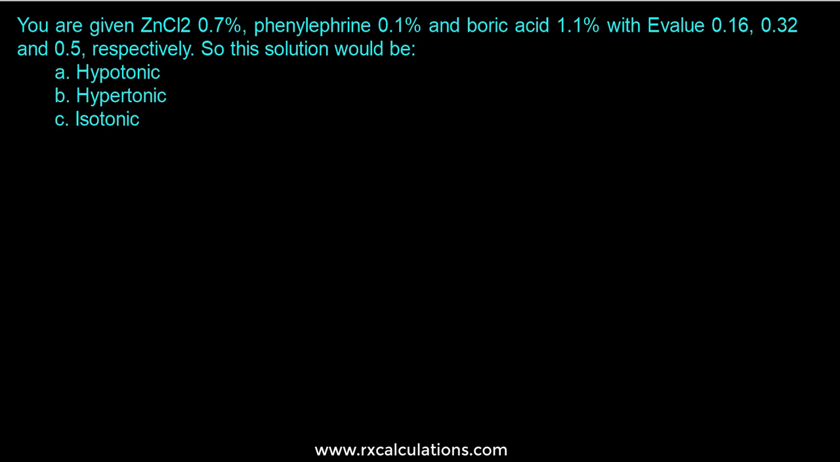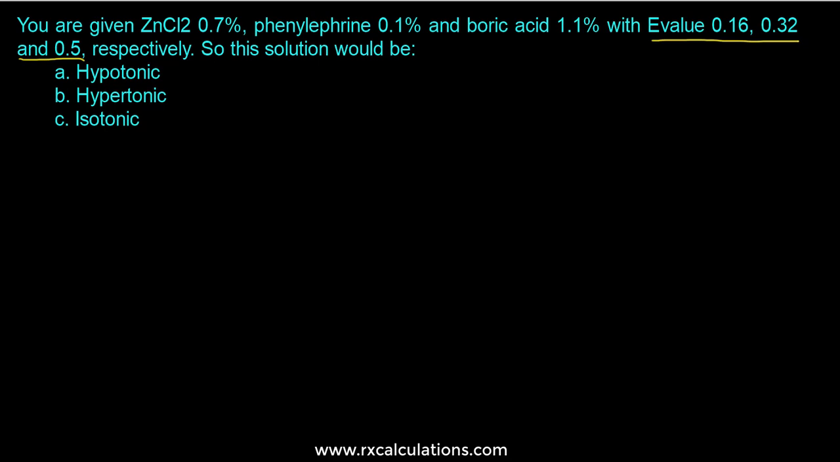Here it says you are given zinc chloride 0.7%, phenylephrine 0.1%, and boric acid 1.1%, with E values 0.16, 0.32, and 0.5 respectively. So this solution would be A, hypotonic, B, hypertonic, or C, isotonic. All right, so this is a tonicity adjusting question. And because you've been given the E values, the best method would be to use the sodium chloride equivalent method.